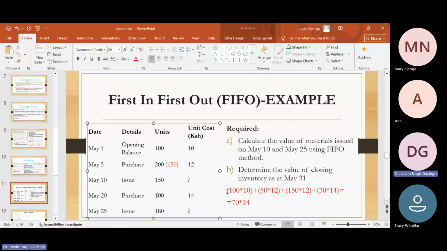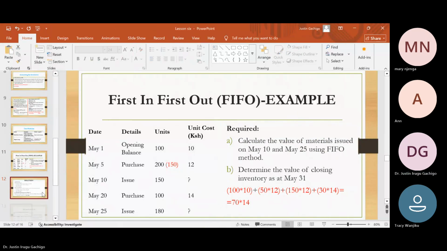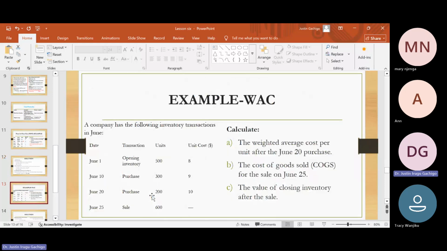The 70 are from here. Remember, this is what we have issued. We have issued 100, we have issued 50, we have issued 150, we have issued 30. So we just removed 30 from this one here. So what is remaining is 70. So 70 multiplied by 14. And that is how you're supposed to work on that one. So from this one, it's the same discussion that we have just discussed. So now the last one is the weighted average.